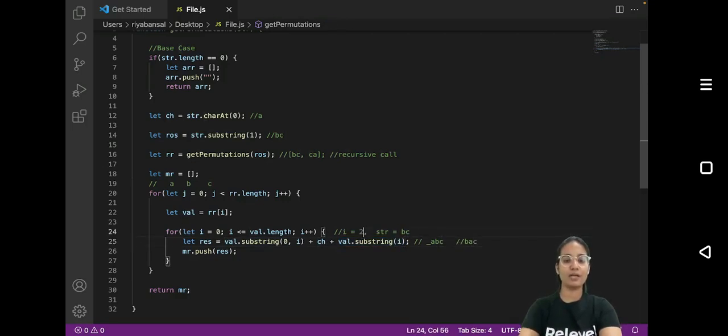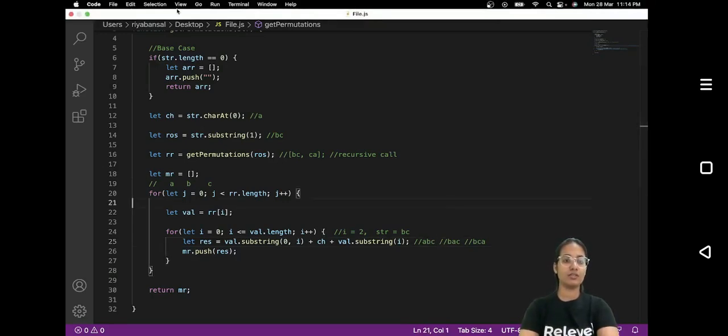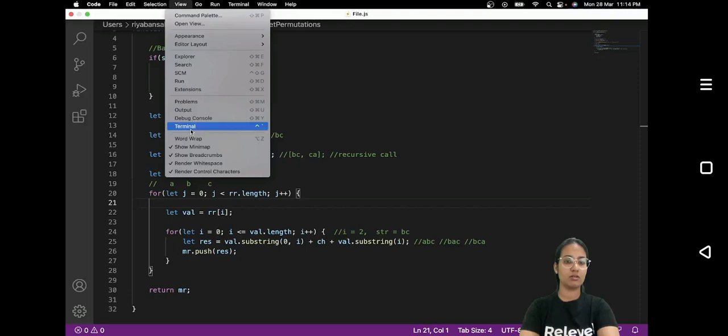Now the value of I becomes 2. Then we consider the substring from 0 to 2, which is BC. Here we add the character, which is A, and then we take the rest of the substring, which is nothing. So this is how we are getting all the 3 strings and adding A at all the positions. This is actually a very interesting way, and I would recommend spending a few more minutes to have a better understanding of how this part is working.